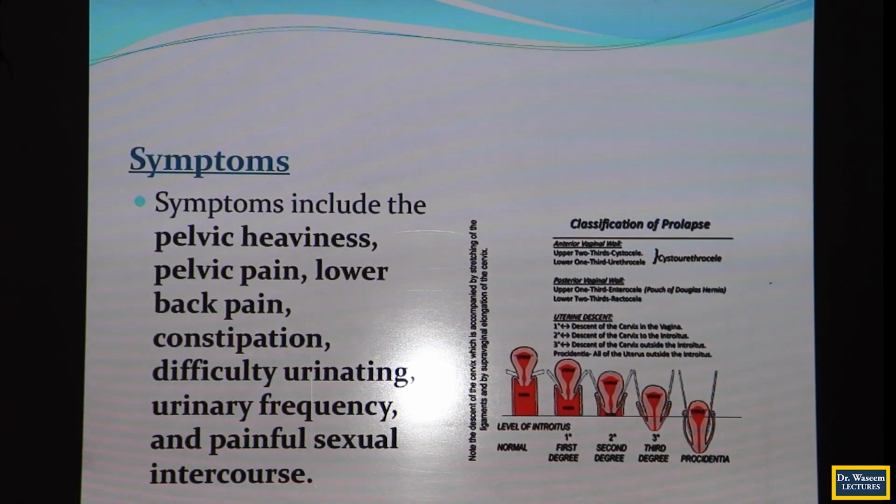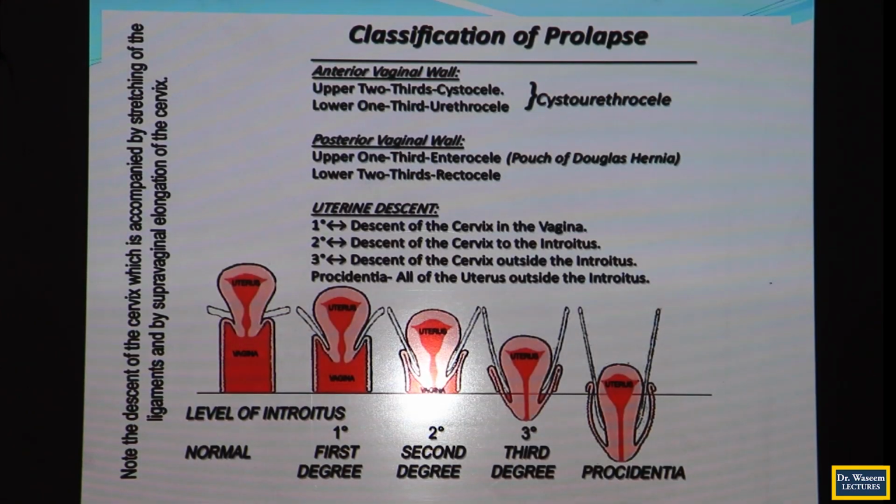Symptoms are usually pelvic heaviness, pelvic pain, lower back pain and constipation, and difficulty in urination because of pressure over the urinary bladder or even the urethra, and there will be painful sexual intercourse also. These are some of the conditions which will lead to these problems here.